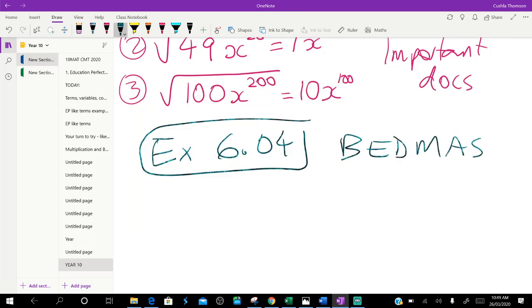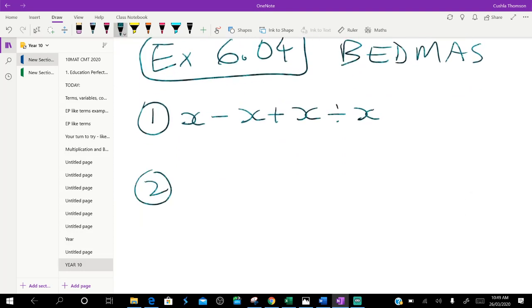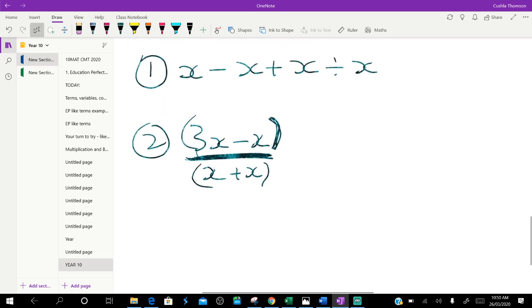So I'm going to chuck a couple of those up here now for us to look at. For example, x minus x plus x divided by x. So this looks really easy, but actually we all have to think about these a wee bit. 3x minus x over x plus x. Now, one thing that you should all know is that when you've got this division sign, this actually acts like an invisible bracket. So with my senior classes, I actually call that the invisible bracket. So that's telling you, do the things in brackets first. Okay, so we'll have a wee look now at a couple of these.